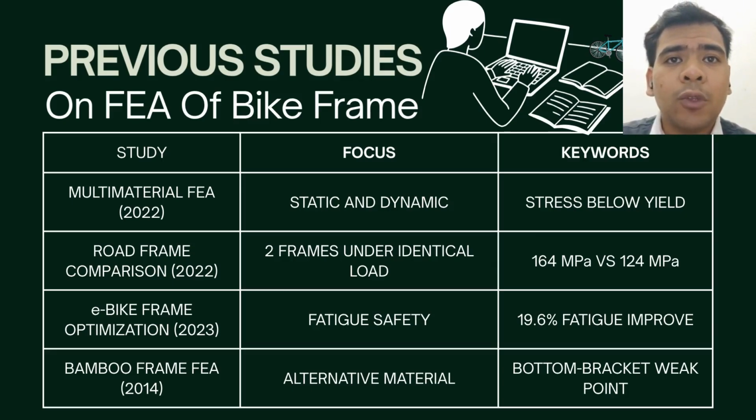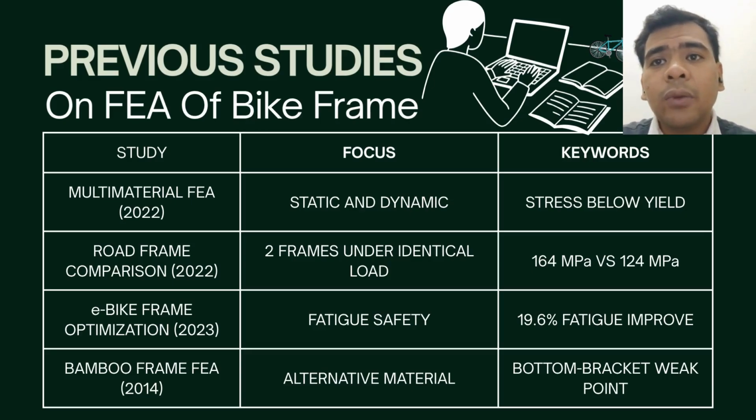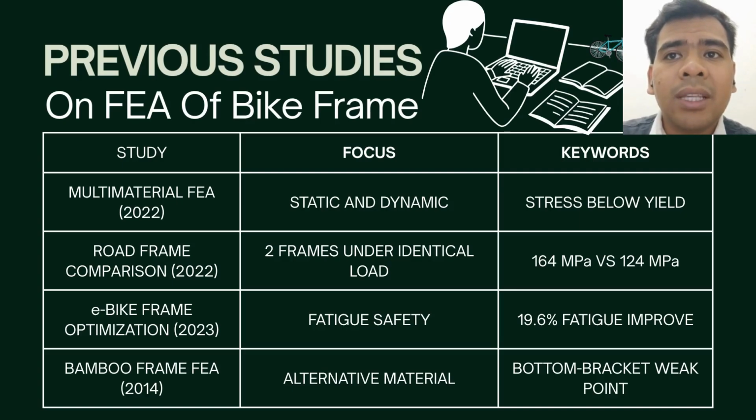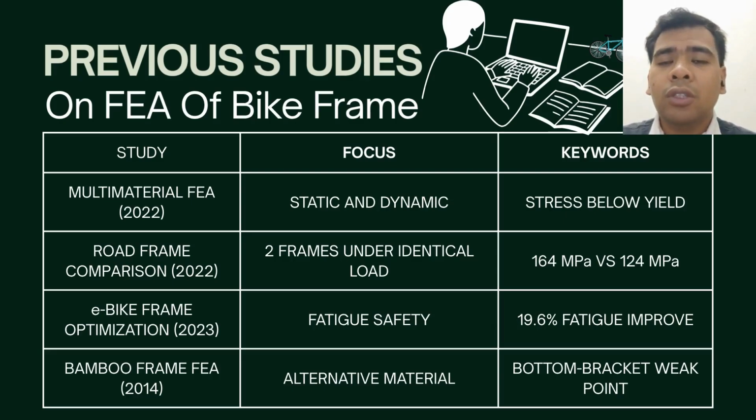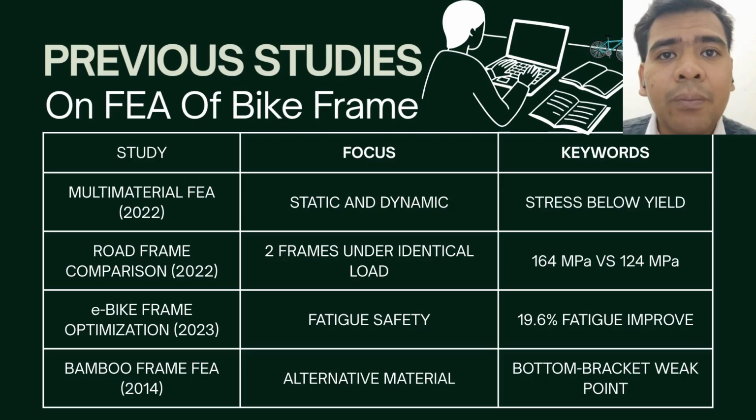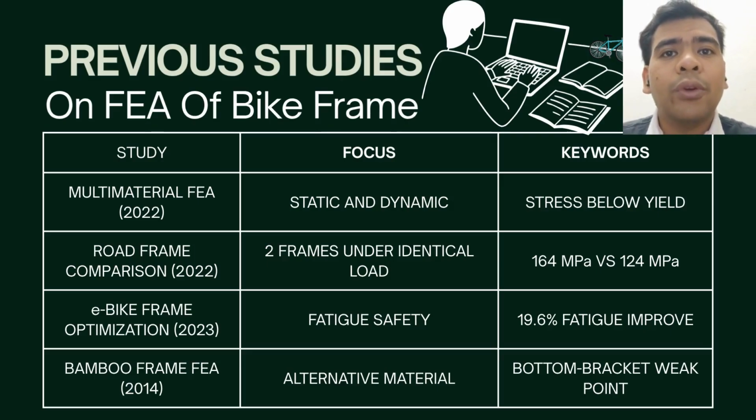164 megapascal versus 134 megapascal. And the third one is e-bike frame optimization in 2023. Their focus is fatigue safety, and the keyword for this study is 19.6% fatigue improve. And the last one is bamboo frame FEA, in 2024. Their focus is to find an alternative material, so they use bamboo, and the keyword for this study is bottom bracket weak point.